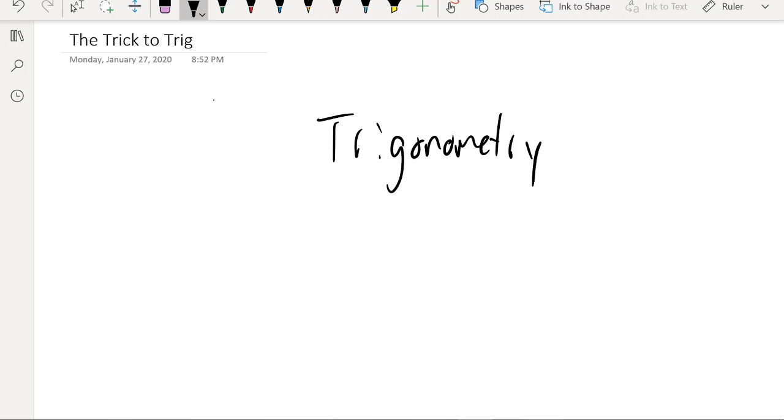So trig as a class happens roughly between algebra 2 and pre-calc or calc. On the whole, it's its own class, but you learn trigonometry as early as usually geometry. And then you have algebra 2, or you could have MCR, algebra 2, math analysis, stuff like that. And then at some point you take trigonometry or pre-calc, which has trig in it.